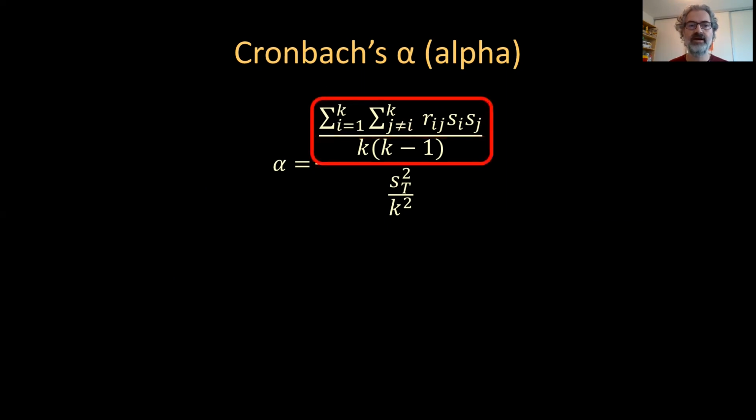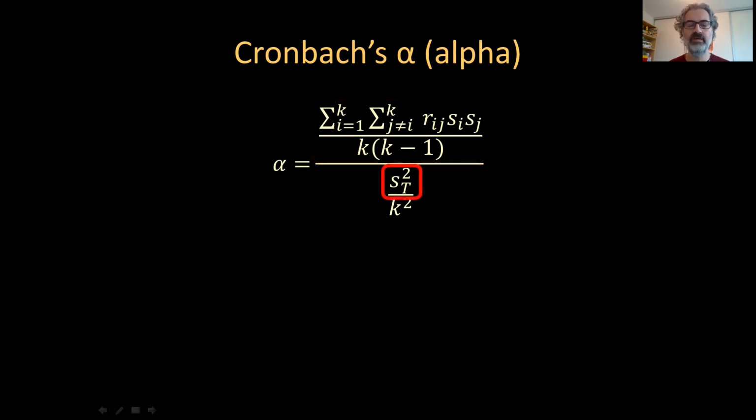And then that's divided by how many they are. K times K minus 1. This is 90 in the example. So this is the average between item covariance. Each pair of items contributes to this, and we calculate the average. This is the average covariance.